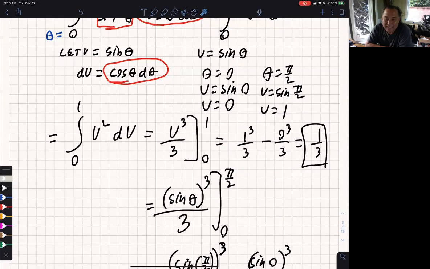Because you don't need to go back to your original variable. Because you're finding net area. Now, in the previous problems, we went back to the original variable because we're finding the antiderivative, okay? But now we're not finding the antiderivative. We're just finding the net area, which is a number, so you don't have to change your variables back.